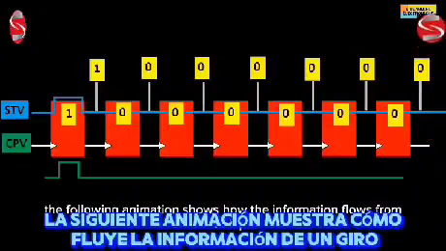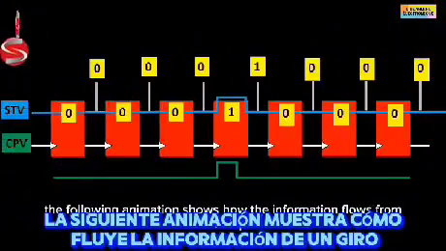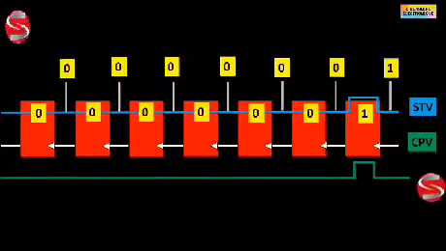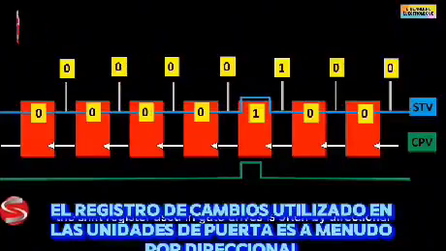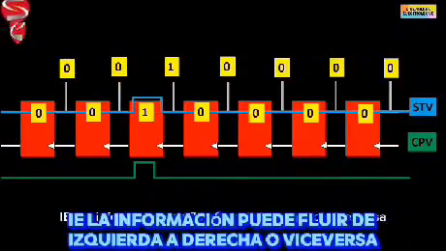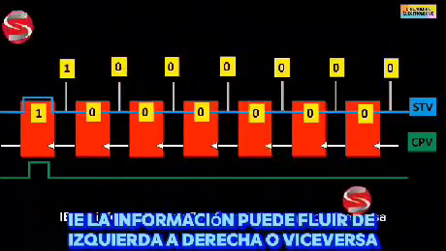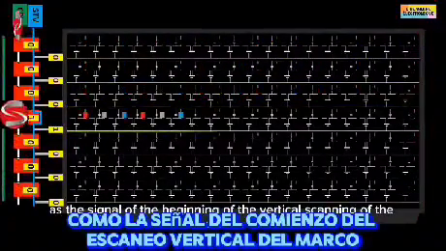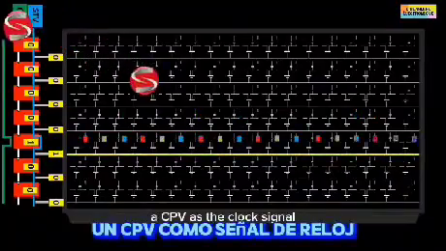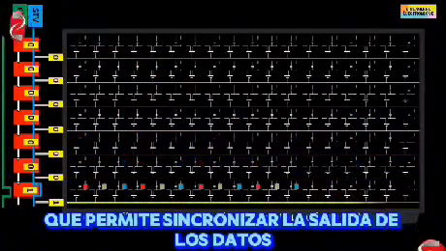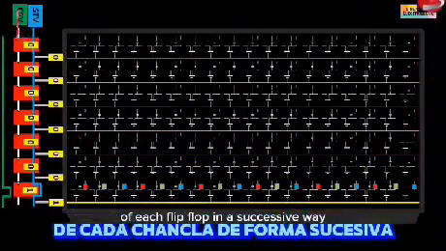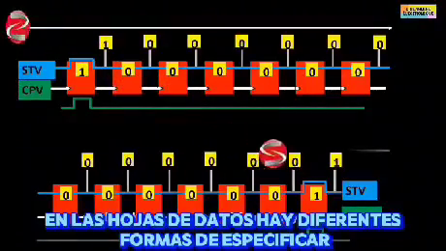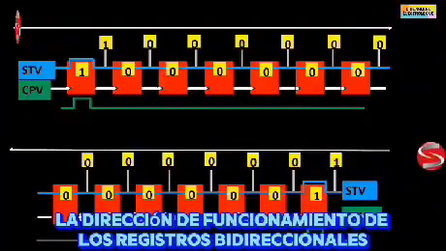The following animation shows how the information flows from one flip-flop to another in series, but also out of each flip-flop in parallel. The shift register used in gate drivers is often bidirectional, i.e. the information can flow from left to right or vice versa. STV is the signal of the beginning of the vertical scanning of the frame. CPV is the clock signal, which allows to synchronize the output of the data of each flip-flop in a successive way. On datasheets, there are different ways to specify the direction of operation of bidirectional registers.